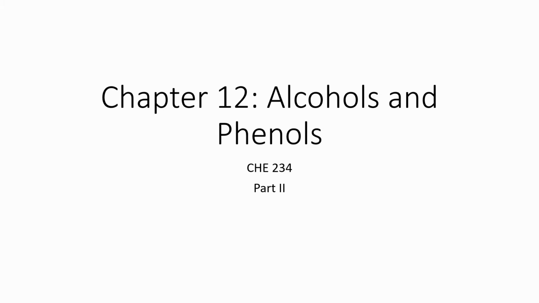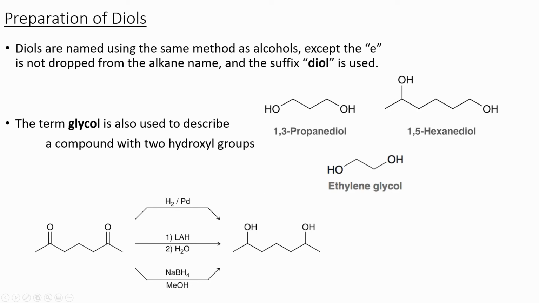Today's lecture, we will be covering part 2 of chapter 12 on alcohols and phenols. So a diol is going to be an alcohol that contains multiple alcohol functional groups within the molecule, specifically two.